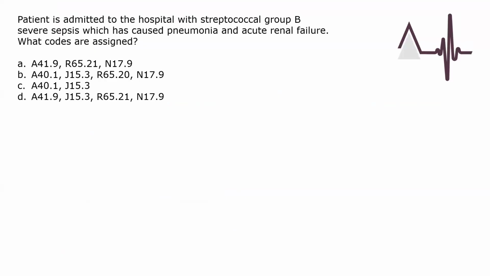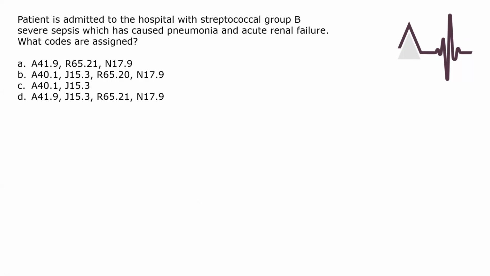Patient is admitted to the hospital with streptococcal group B severe sepsis, which has caused pneumonia and acute renal failure. What codes are assigned? We see 4 codes here. And just looking at the codes quickly, they do share a lot in common. A and D both share A41.9. B and C share A40.1, so we'll be able to eliminate 2 rather quickly once we figure that out. And J15.3 is in 3 of the 4 code selections.